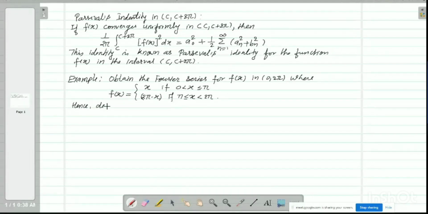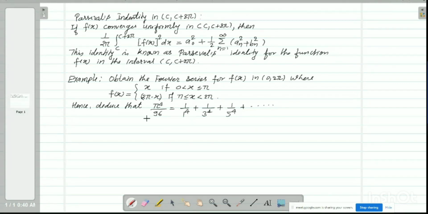And after this, hence deduce that pi raised to 4 by 96 is equal to 1 upon 1 raised to 4 plus 1 upon 3 raised to 4 plus 1 upon 5 raised to 4 and so on. We will use Parseval's identity to deduce this.